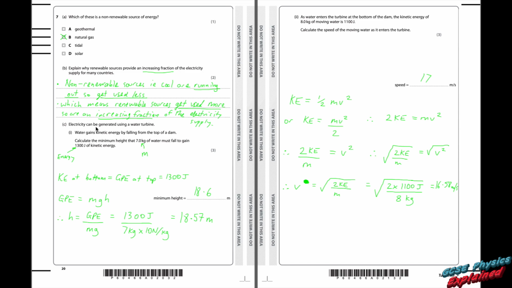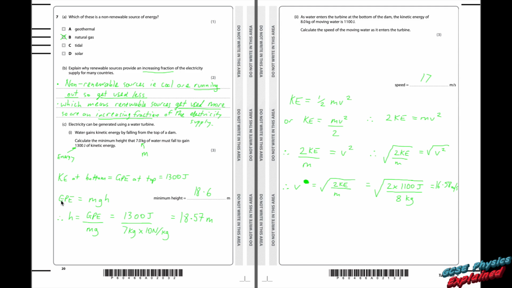Part C. Electricity can be generated using a water turbine. Water gains kinetic energy by falling from the top of a dam. Calculate the minimum height that 7 kilograms of water must fall to gain 1,300 joules of kinetic energy. Now, the kinetic energy of the water at the bottom, once it's fallen, will equal the gravitational potential energy it had at the top, assuming that we haven't lost any energy. So, the gravitational potential energy will be 1,300 joules.